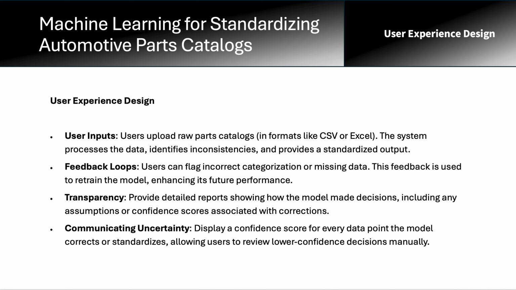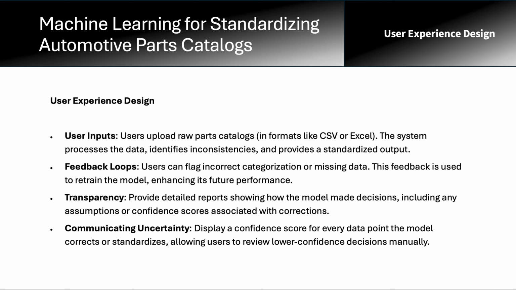So, user experience design. We have user inputs. Users upload raw parts catalogs in forms like CSVs, Excel, sometimes data transfers. The system then processes the data, identifies inconsistencies, and provides a standardized output. We want feedback loops so users can flag incorrect categorization or missing data. This feedback is used to retrain the model, enhancing its future performance.